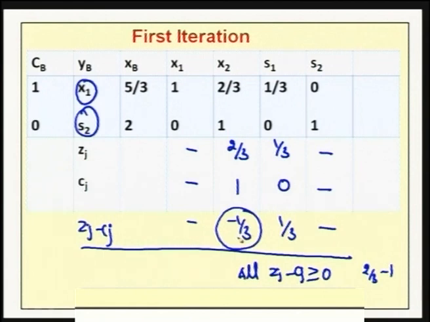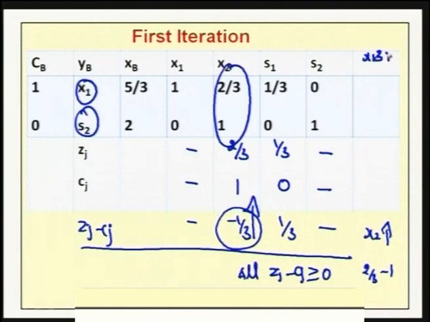Since only one negative is there, we have to select this variable. Therefore, the variable x2 enters the basis. Entering variable is x2. Once we fix the entering variable, next we have to compute the ratio xbi by yir. Now, for this problem our xb is 5 by 3 and the corresponding yir value is 2 by 3. So, we have 5 by 3 divided by 2 by 3, which is 5 by 2, which is 2.5.